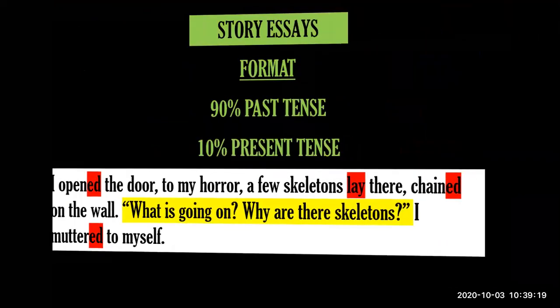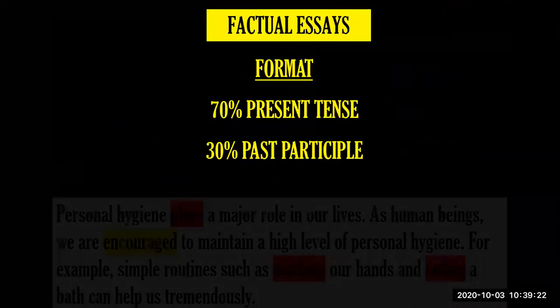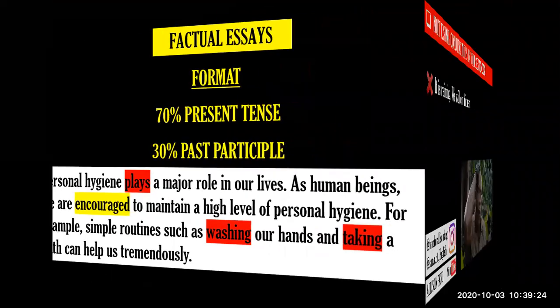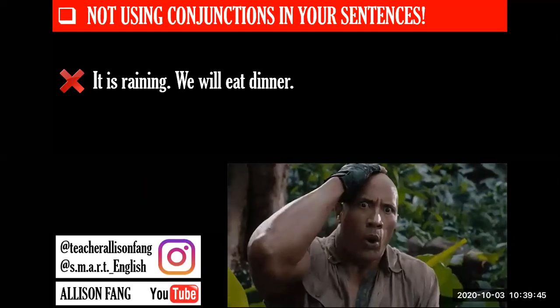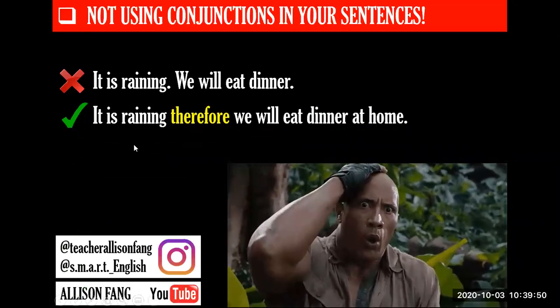Okay, so what is the third way that you may fail your English essay? The third way is when you are not using conjunctions in your sentences. Okay, what is a conjunction? For instance, you may write, it is raining, we will eat dinner. If you read this sentence, it's not a very special sentence. It's like two simple sentences only. It is raining, we will eat dinner. So how do you write a better sentence? By adding conjunctions. So conjunctions are words that connect two sentences together.